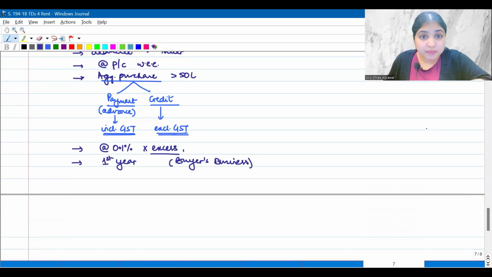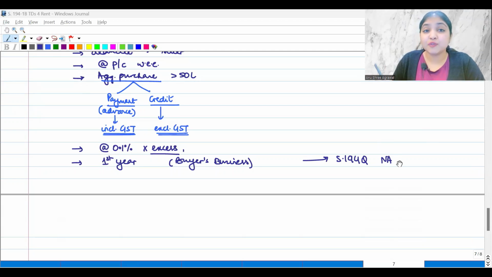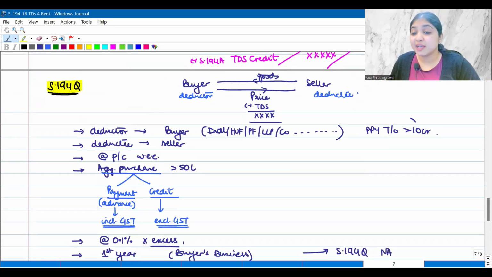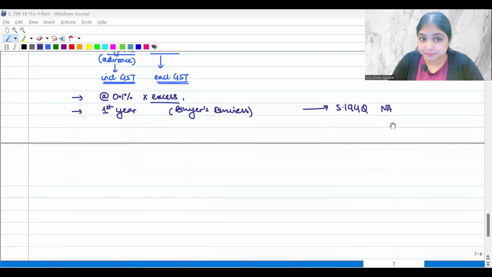This is the first year of the buyer's business. We don't have a preceding previous year. So if it's the first year, section 194Q will not apply. You understood the logic why it will not apply, because we anyway don't have a preceding previous year at all. 194Q will apply only if the buyer's preceding previous year turnover is more than 10 crores. But if this is the first year of the buyer's business, he doesn't even have a preceding previous year. This condition itself will not be fulfilled. Therefore, section 194Q will not apply.